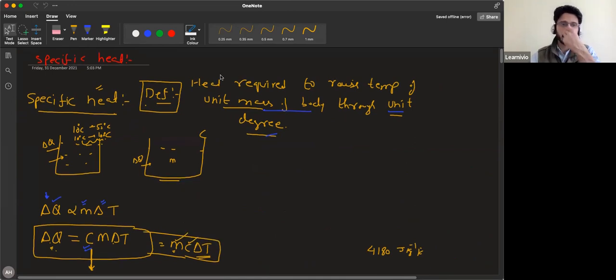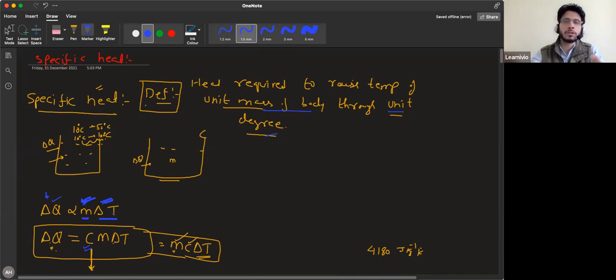So specific heat. We use the concept of specific heat when you want to calculate the heat required to change the temperature. When the temperature of the body is changing and you want to calculate heat, then we use the concept of specific heat. If you have a mass M of body and you want to change its temperature by delta T, then the heat required will be proportional to mass of body and temperature. But along with these, the heat required will depend upon the nature of material also.